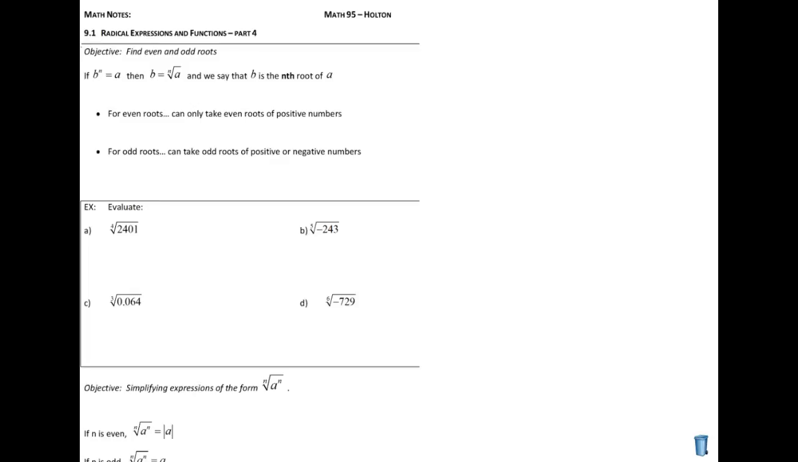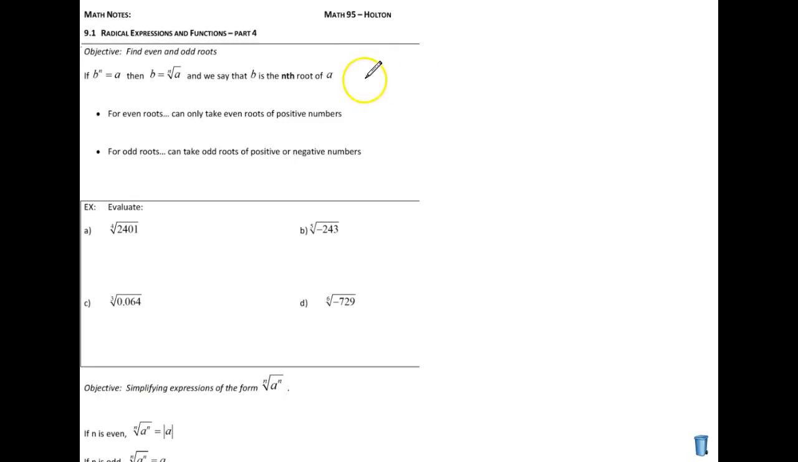Okay, in the last part of section 9.1 here, we're going to talk about finding even and odd roots. So we've talked about square roots and we've talked about cube roots, but I want you to understand that our roots can go on forever. We can take square roots and cube roots and fourth roots and fifth roots and so on and so forth. We can just keep going.